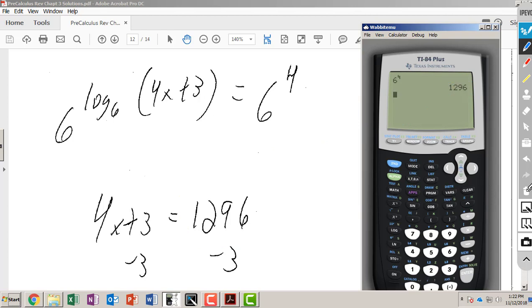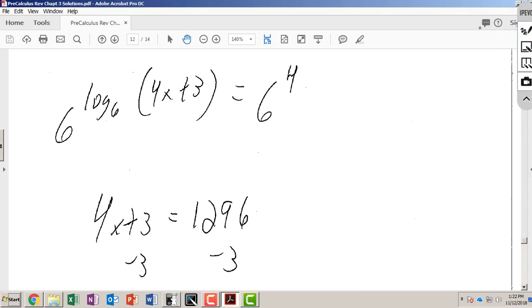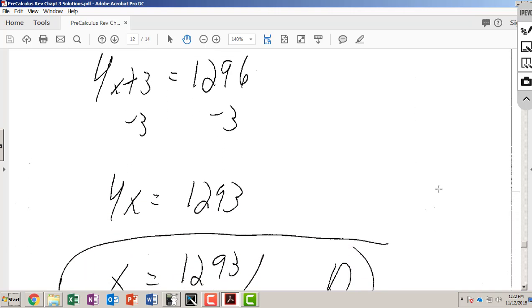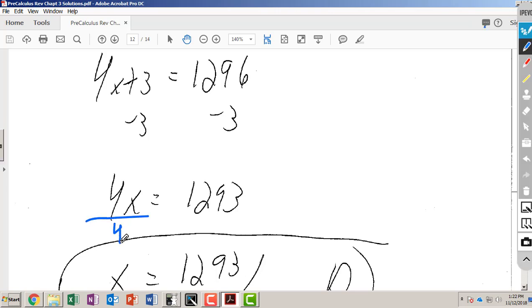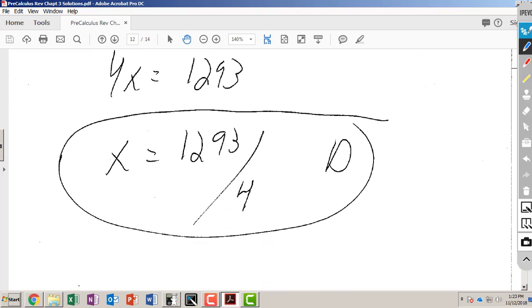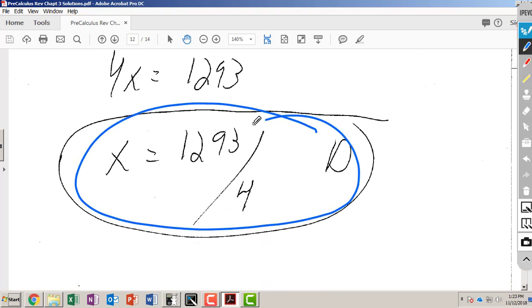So now finishing this off using my algebra. Subtracting 3 from both sides, I'm going to end up with 4x, 1296 minus 3 is going to be 1293. And then I just go ahead and divide both sides by 4. Dividing both sides by 4, I get 1293 divided by 4. And that looks like that's going to match up with the answer of D. So they don't simplify that down. They just leave it as 1293 all over 4.